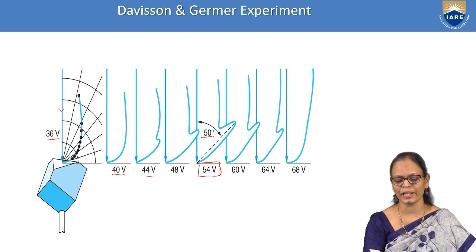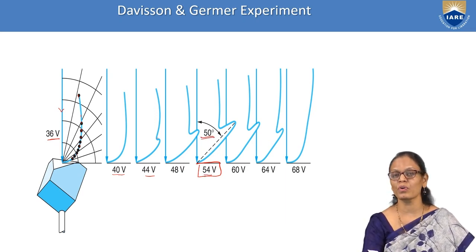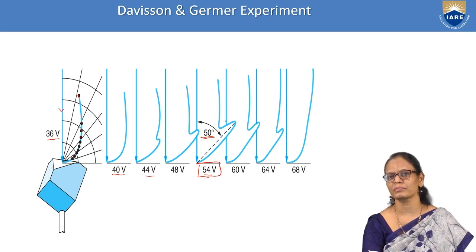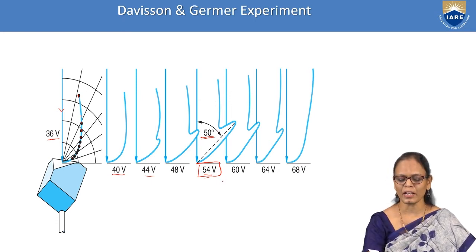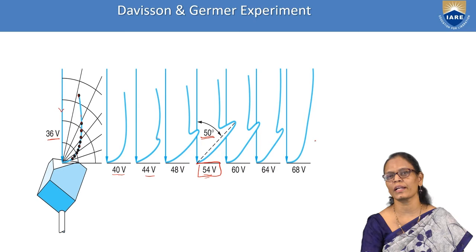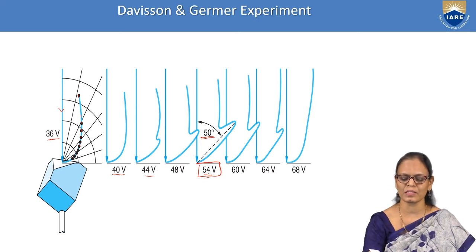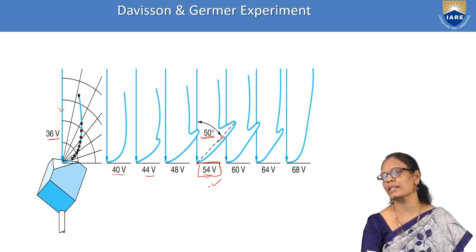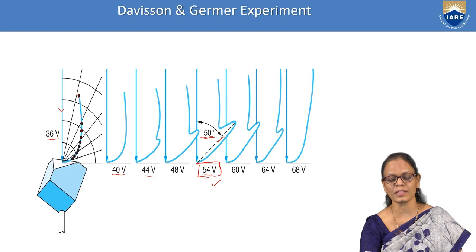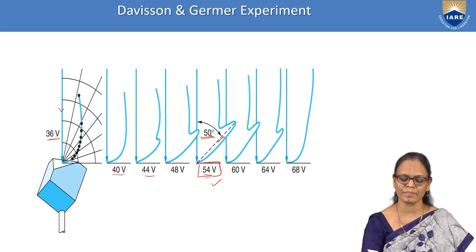At an angle of 50 degree and 54 volt, this peak is maximum, I can say. There is a strong peak in the intensity of the beam that is collected. And still further, if you increase, the peak is going down again. So what he observed is the peak is maximum. He has considered these two values after conducting a series of experiments with varying voltages and at different angles. He has observed that the peak is maximum at 54 volt and 50 degree.